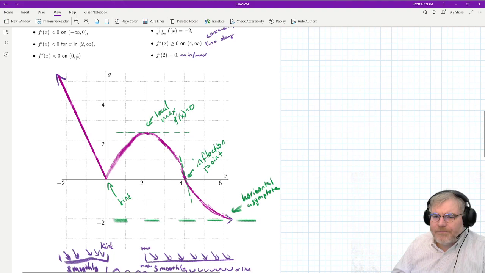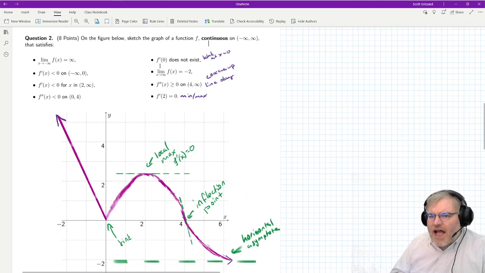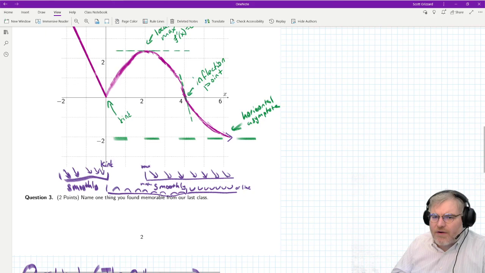Then I want to be decreasing smoothly again on 2 to infinity. So I wrote this note on the bottom. Now, f prime of 0 doesn't exist. That means there's a kink. And I wrote this note on the bottom. The stuff in purple I did first.